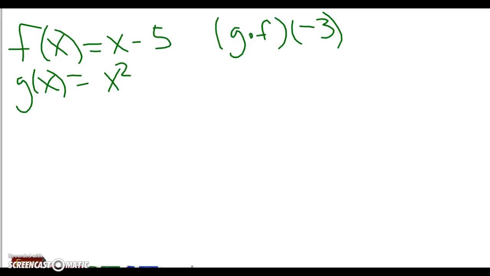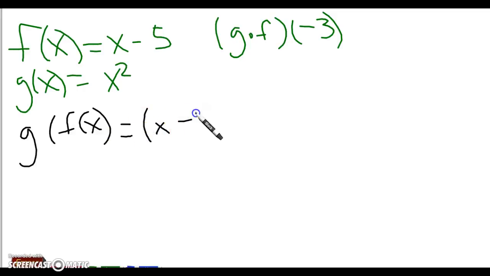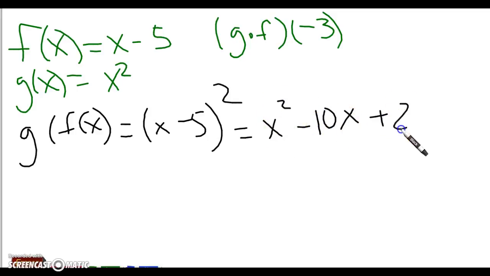I'm going to put my g, and everywhere I have an x, I'm going to put my f of x. So that's going to be x minus 5 squared, which is just x squared minus 10x plus 25. That's one way of writing it, right? A much simpler way of writing this, though, would be to just go ahead and then I plug in the negative 3 of that also.